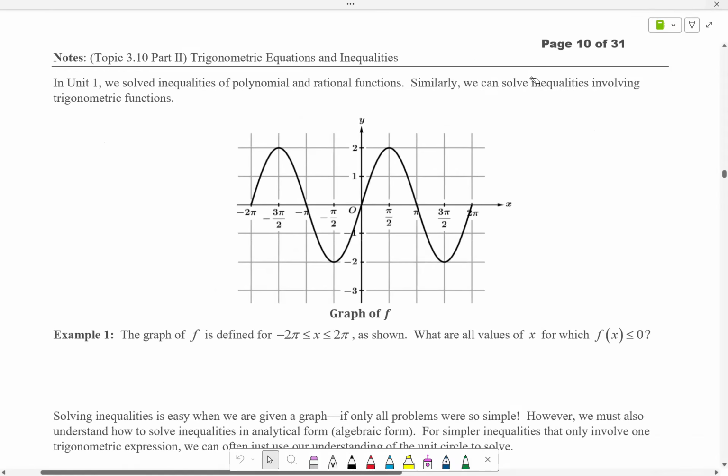Okay, example 1. The graph of f is defined for -2 pi to 2 pi inclusive as shown. What are all the values of x for which f of x is less than or equal to 0? I'll give you a minute to think about that, and when you have an answer, discuss with your neighbor.